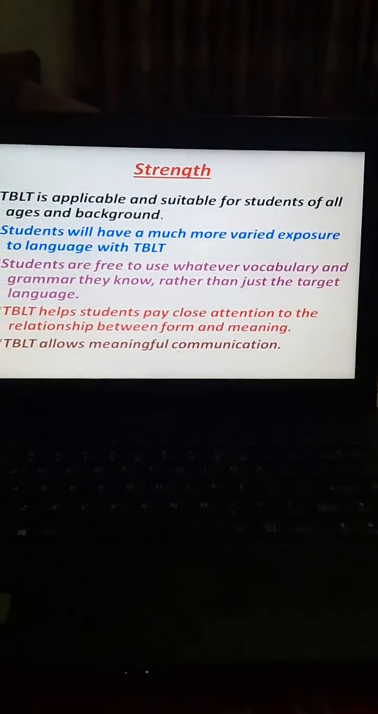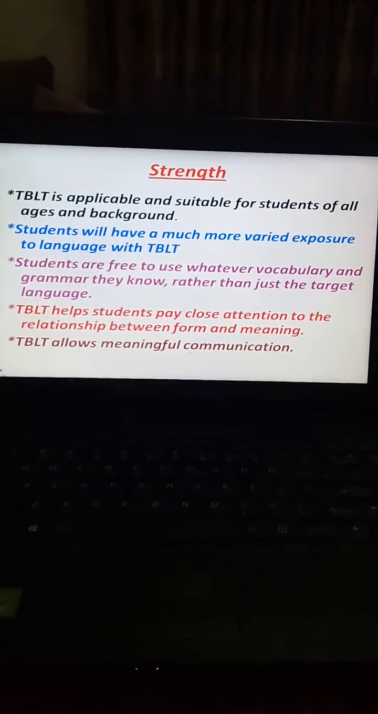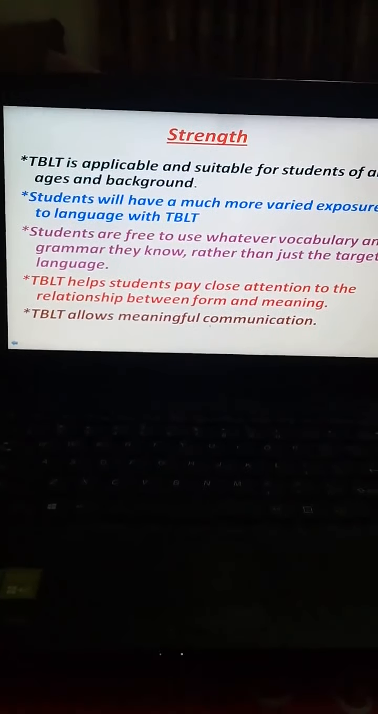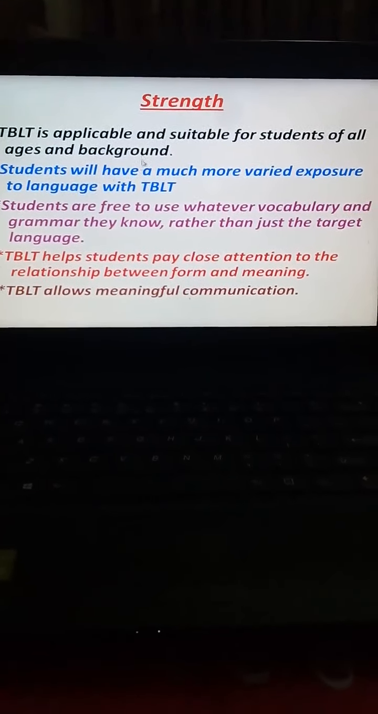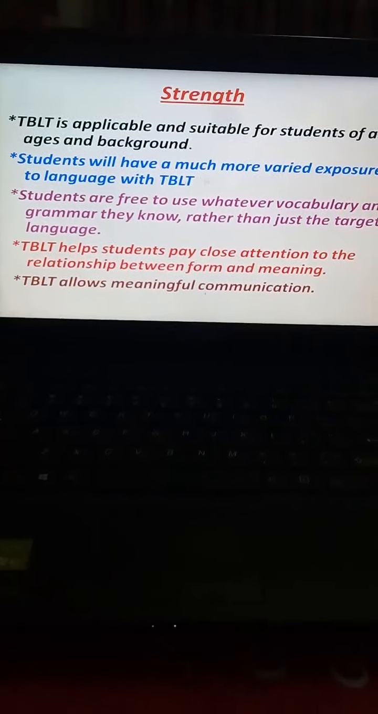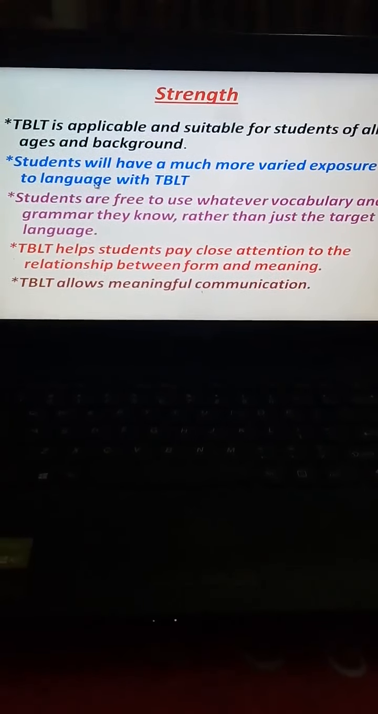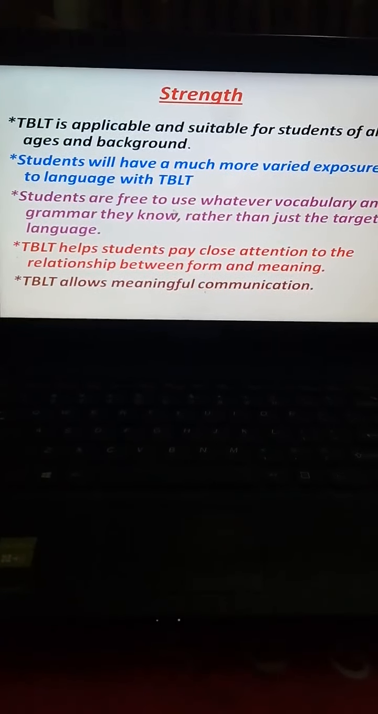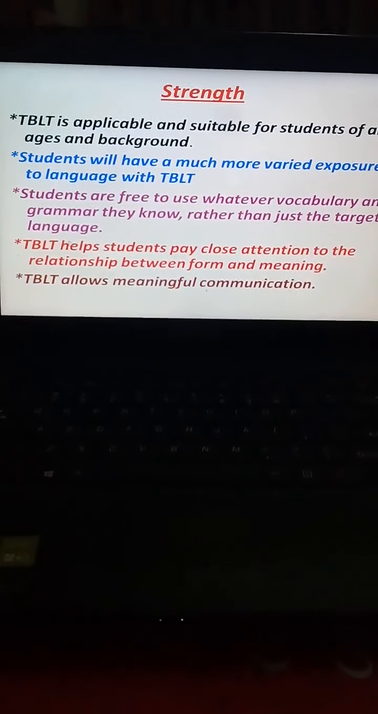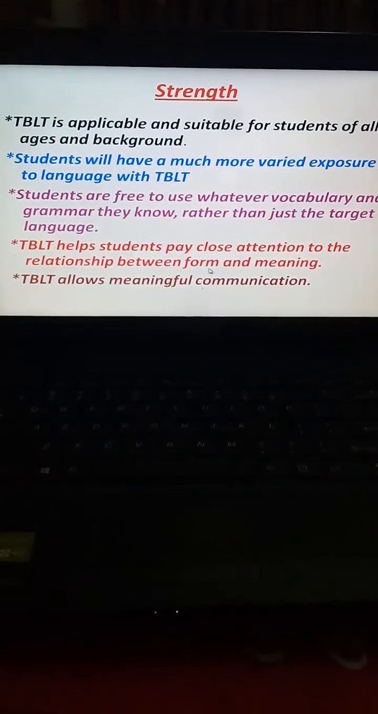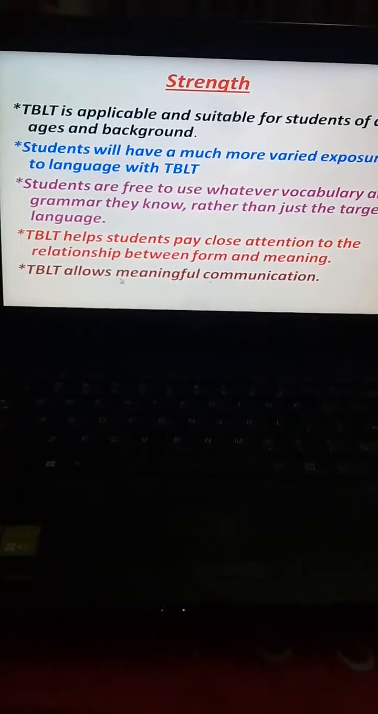Now what are the strengths of this approach? TBLT is applicable and suitable for students of all ages and backgrounds. Students will have a much more varied exposure to language with TBLT. Students are free to use whatever vocabulary and grammar they know rather than just the target language. TBLT helps the students pay close attention to the relationship between form and meaning. This is very important. And TBLT allows meaningful communication. So dear students, these are the strengths of this method.